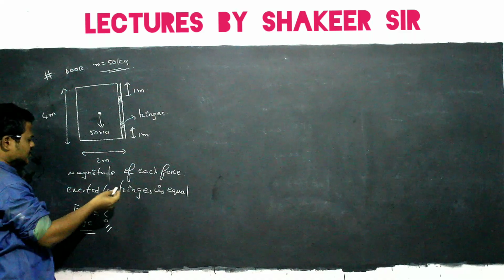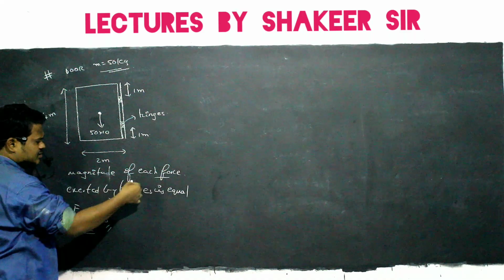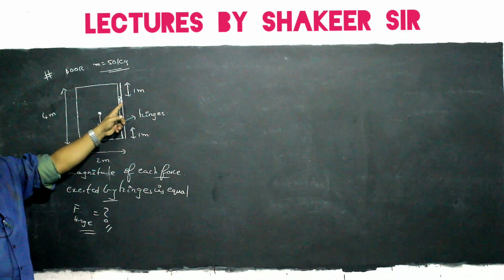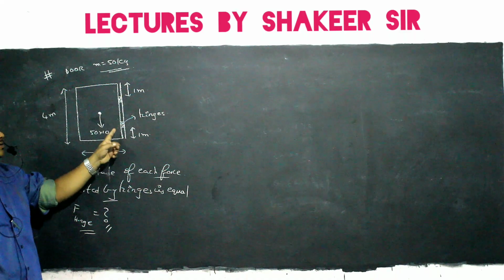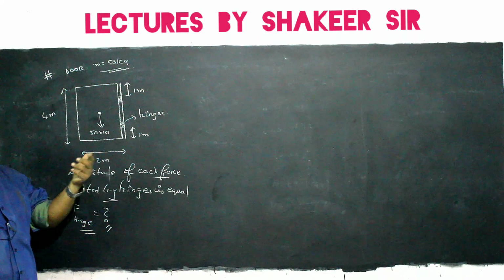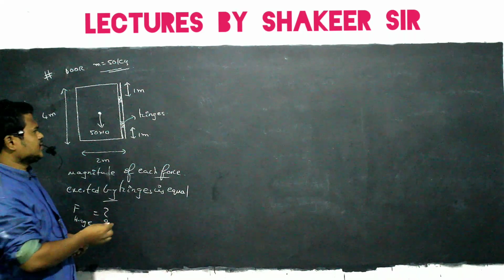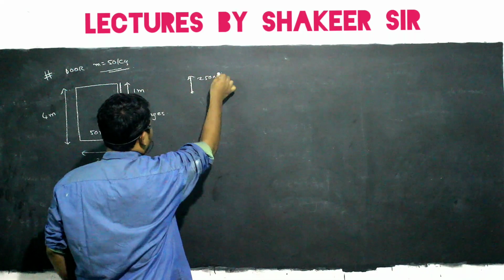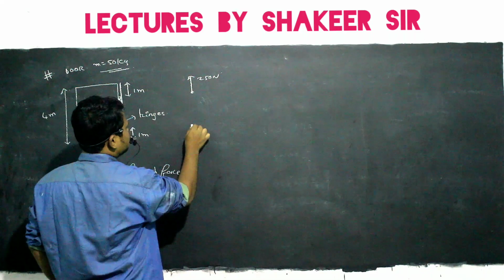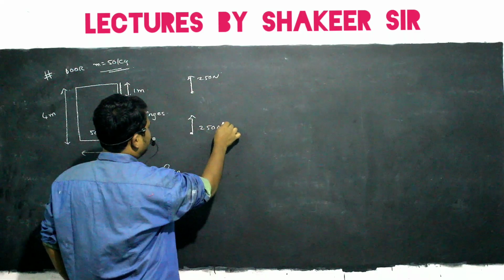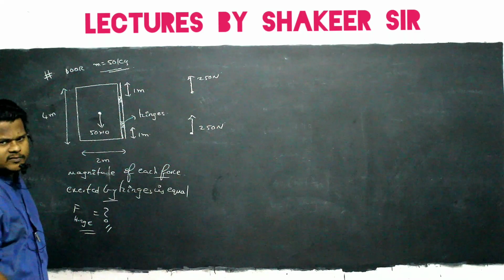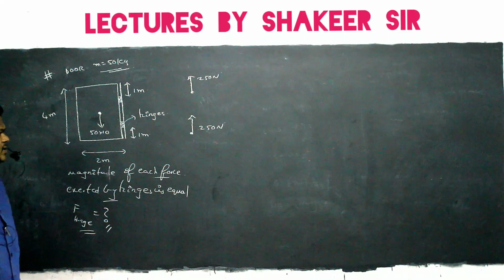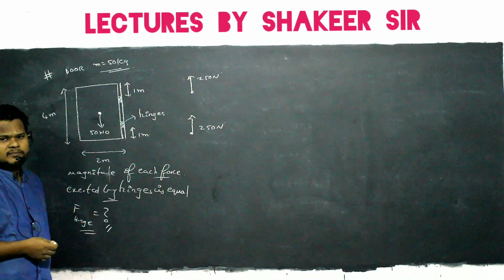And how many hinges are there? 2 hinges are there, and what is the data given? The force exerted by each hinge will be equal. It means this hinge will bear a weight of 250 Newton, and this will bear a weight of 250 Newton. So, if I take the first hinge, this will give an upward force of 250 Newton. And the other hinge also will give a force of 250 Newton. Therefore, the condition of translational equilibrium will be satisfied. Understand? But what about rotational equilibrium?